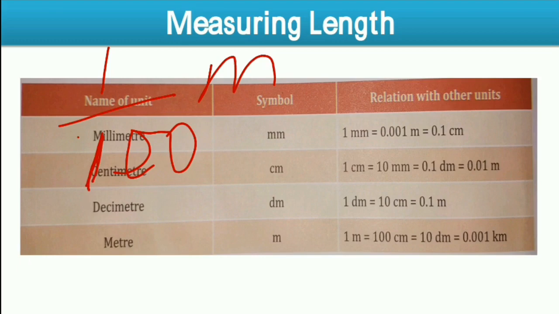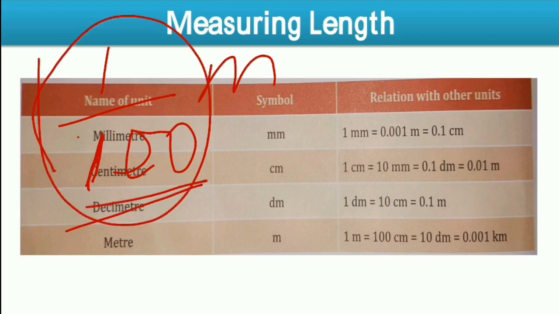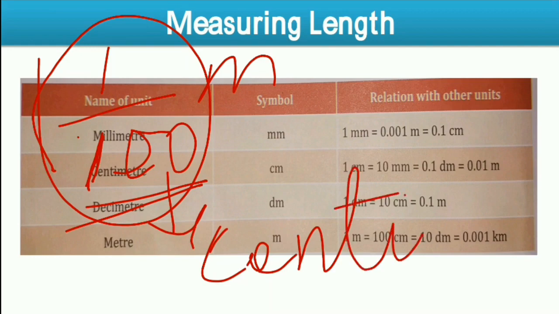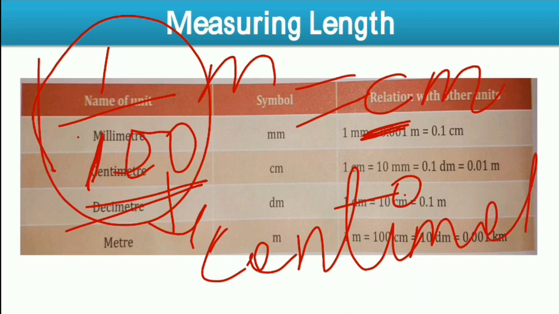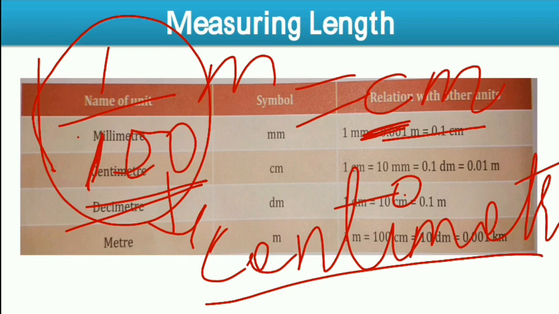If you divide a meter into 100 parts, then for this 1 by 100, hundredths of a meter, we use the centi prefix. So in place of 1 by 100 we can write centi and meter. For centi the symbol C is used. You can write either the symbol or the word, centimeter.